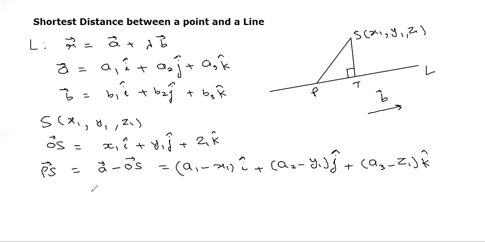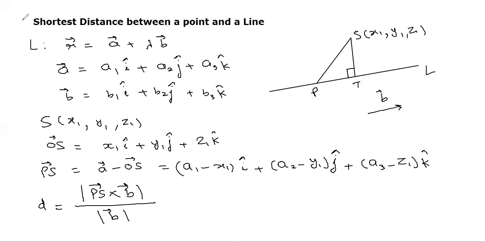If we find the cross product between PS and vector B, it will give me a normal vector to the line. So this normal vector is also equivalent to vector ST. If I find the magnitude of this normal vector and divide it by the magnitude of vector B, this will give me the shortest distance between the point and the line.